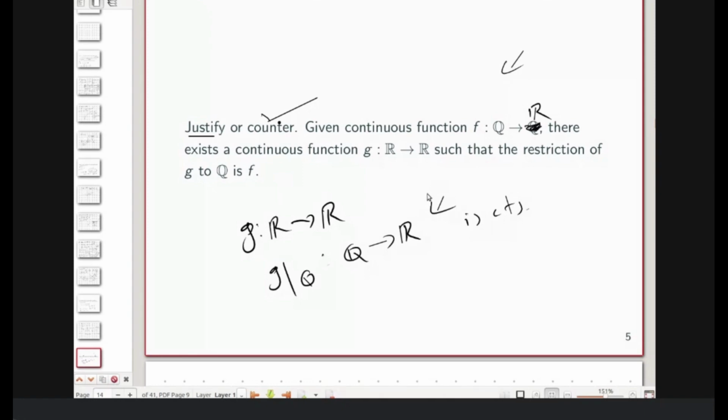But Reshma, for example, assume g from R to R to be sin x, and you just restrict sin x to rationals, or just consider g(x) equal to x, the identity function. And if we restrict g to Q, it is continuous, right? It's fine.